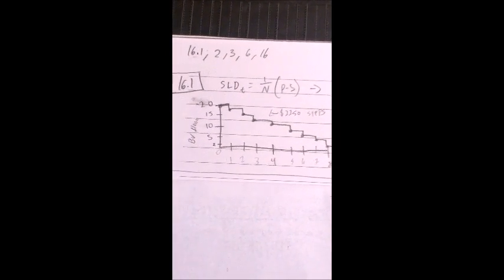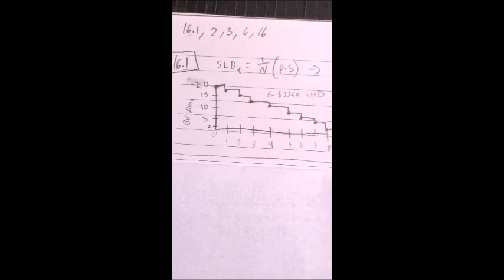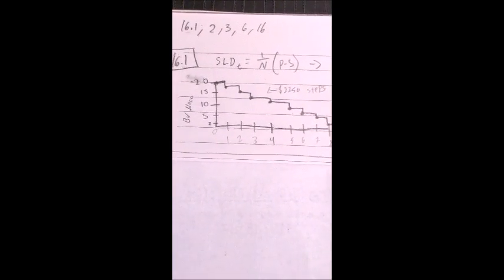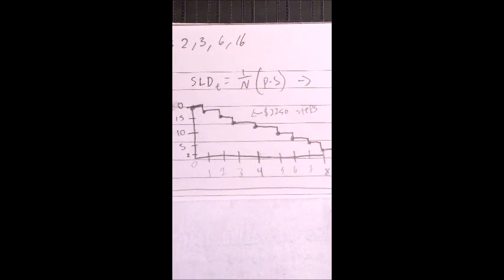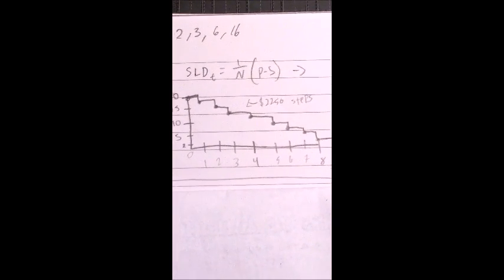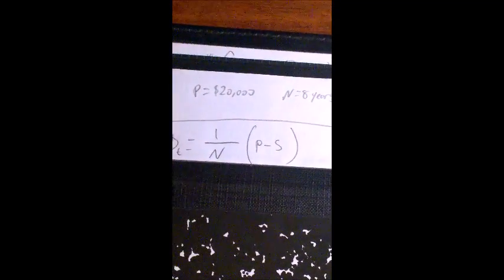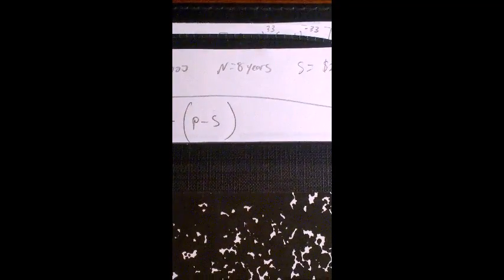Alright, let's take a look at 16.1. It's asking us to calculate the annual depreciation value by using straight line depreciation. And that is our equation right there. It's 1 over n times p minus s, and those are some givens over here. So p is our initial investment, or our initial cost, which is $20,000. It's going to be depreciating over a period of 8 years, and our salvage value is going to be $2,000.